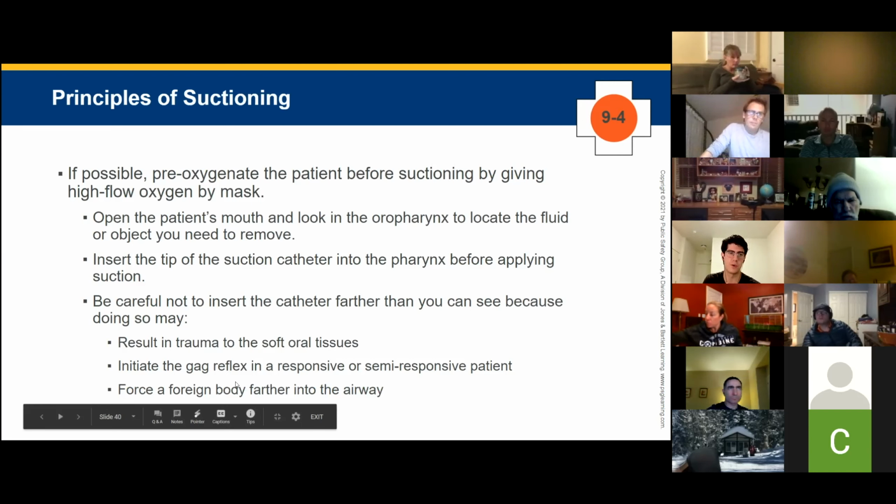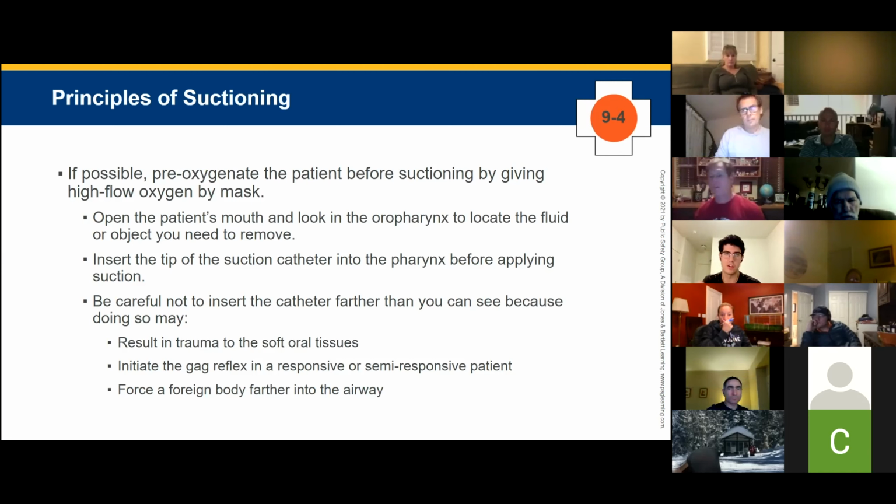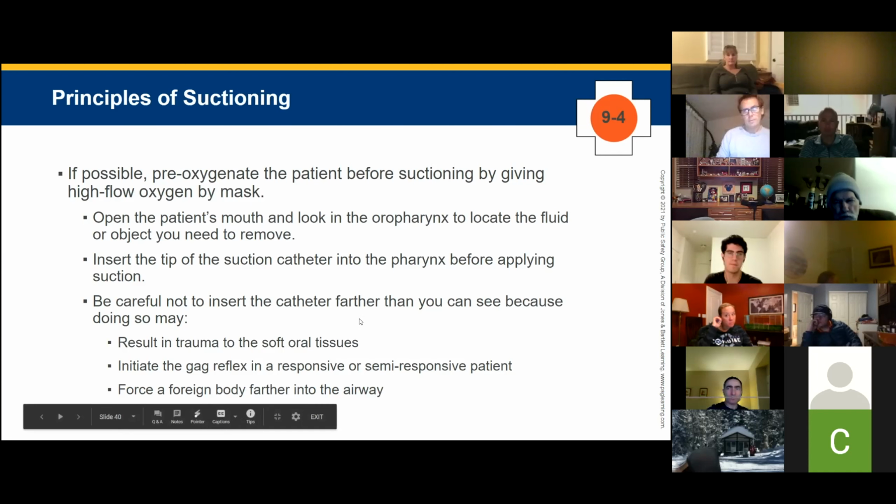And if there's a foreign body, you might push it further in. So again, you want to be able to see where your catheter is. You don't want to just be blindly using this in someone's airway. It's dangerous because you don't know what you're doing back there.